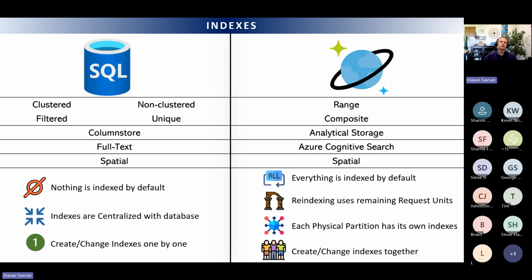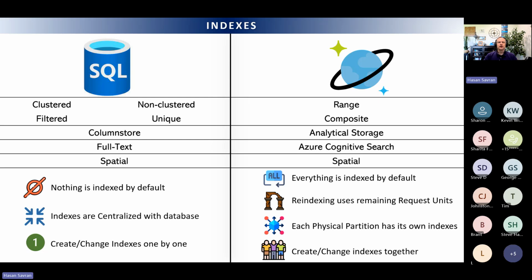So you probably end up excluding some of those indexes that you don't really need in Cosmos DB. Each physical partition has its own indexes. So if you have 10 database servers, that means if you need to reindex, you have to reindex 10 servers. Because of that, if you need to exclude or include new indexes, you better do that together rather than one by one, because it can take a long time.